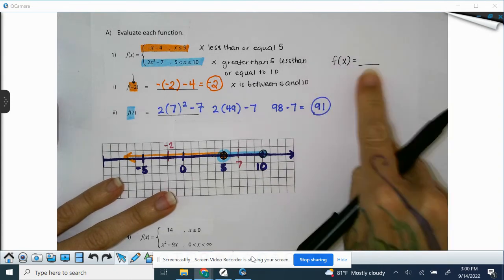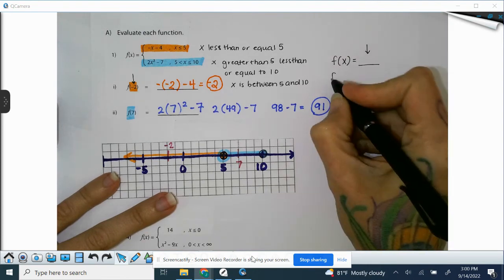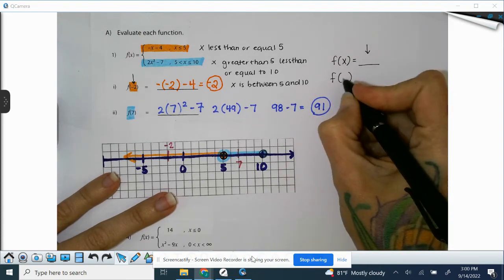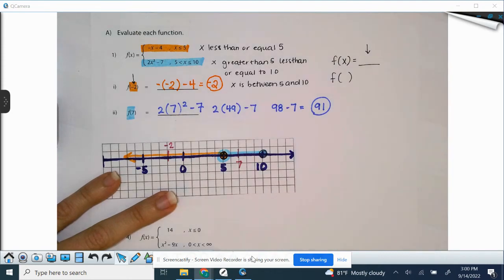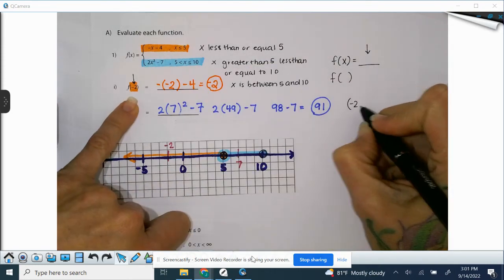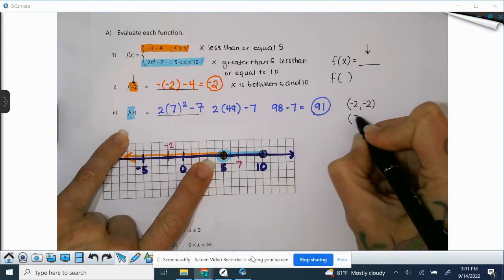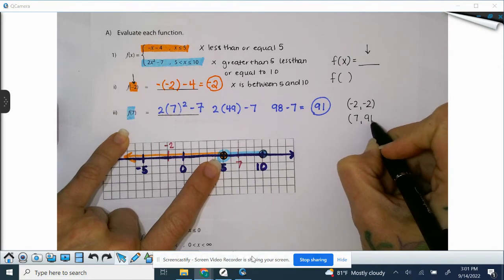So whatever the output is, that is the y value versus f of, and when we plug in something here, that is the x value. So if you're looking at them as coordinates for our orange function, it would be when x is negative 2, y is also negative 2. And for our blue one, when x is 7, y is 91.